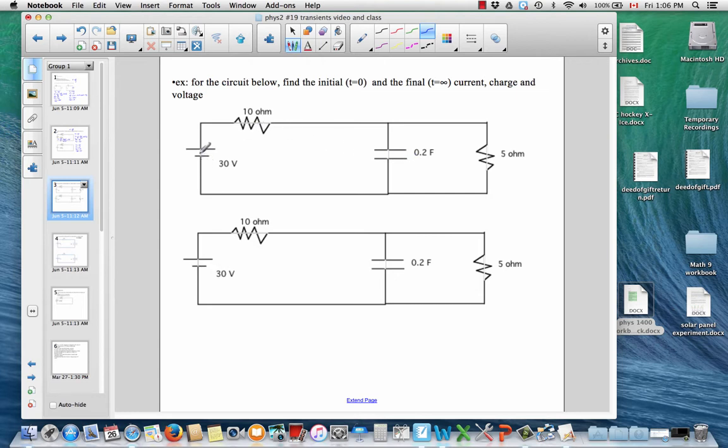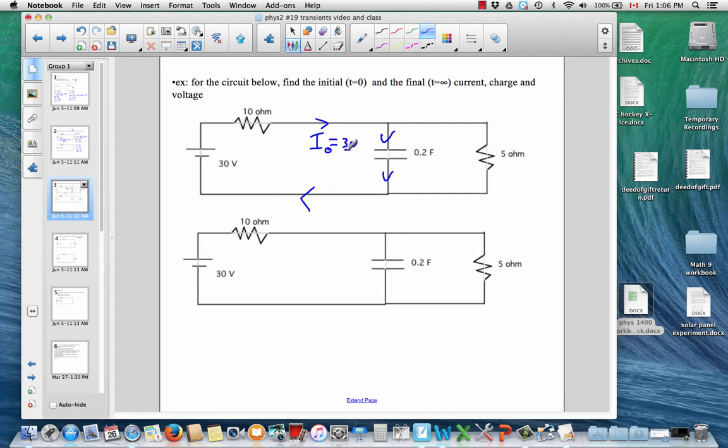So what's going to happen initially is current's going to flow from this cell, and then right here, because this capacitor is uncharged, this just acts like a wire. And so current will take the path of least resistance, and all the current will flow this way at time 0. And so, very simply, we've just got 30 volts over 10 ohms.